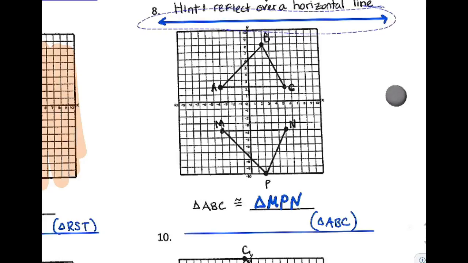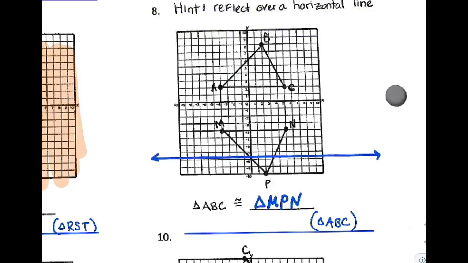At first this looks like it would be an easy reflection. As you look closer though, the x-axis is not your answer. It says reflect over a horizontal line, but where does the horizontal line have to go? Is it at y equals 8, y equals 6, y equals 0, y equals -3? You tell me where this should go. Where is the line of reflection?